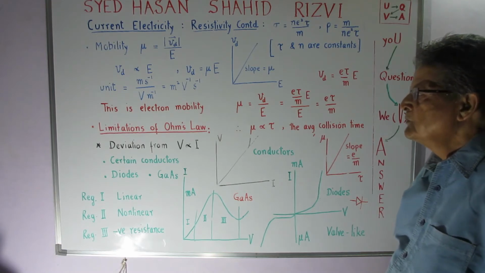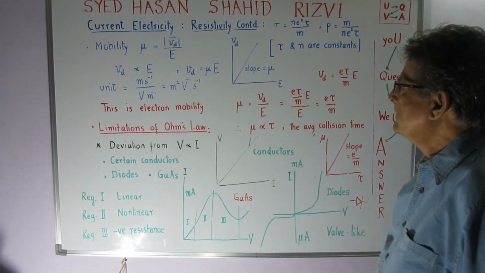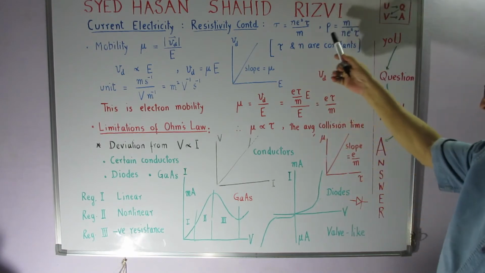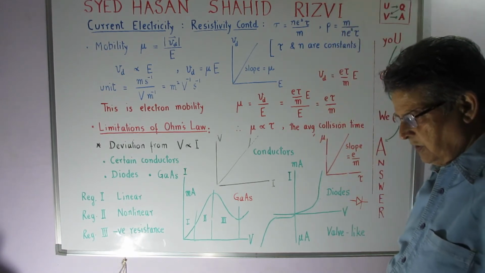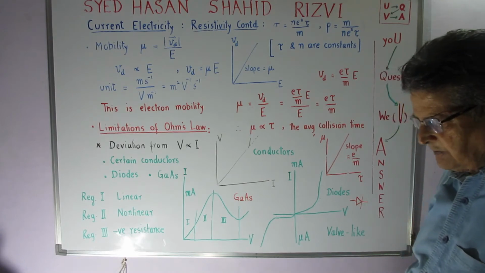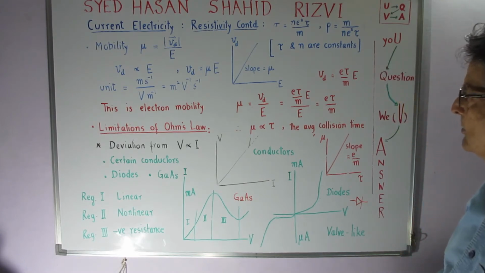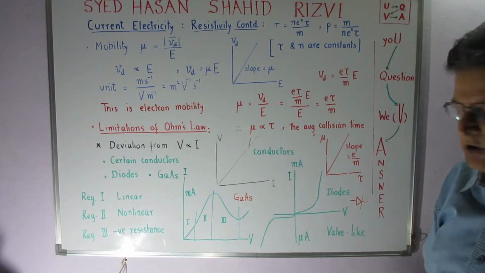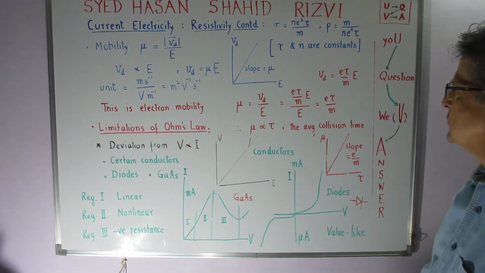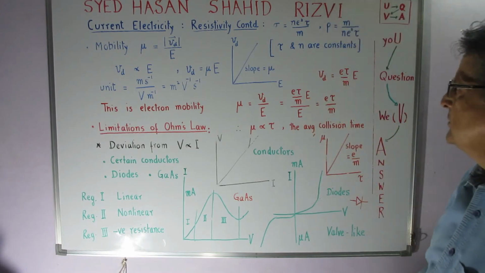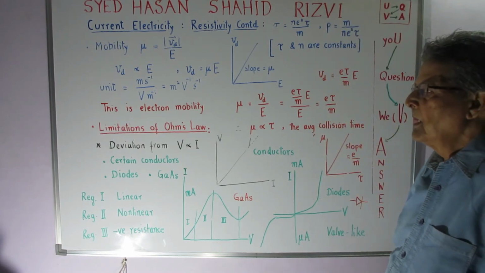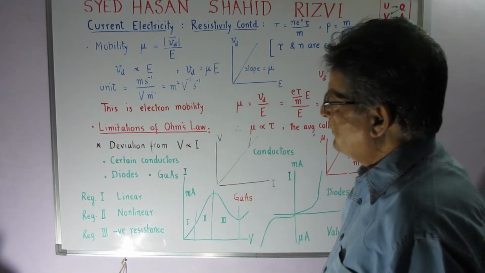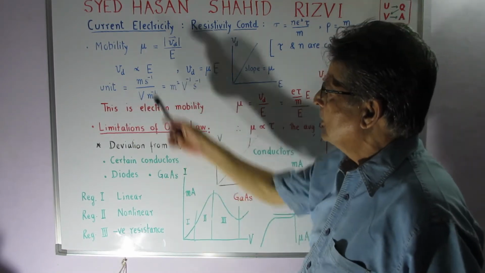Okay. So for a material, the conductivity and resistivity are defined in terms of the number of electrons per unit volume, the electronic charge, the average collision time or time between collisions, and the mass of the charge, which is electron. Okay.